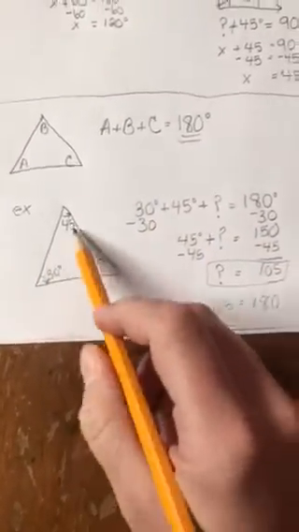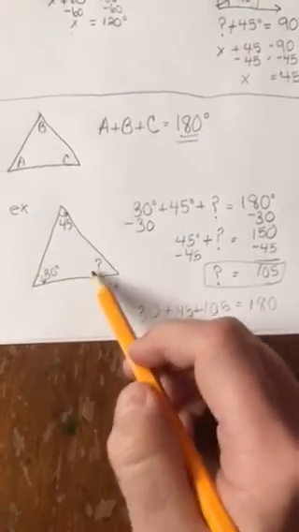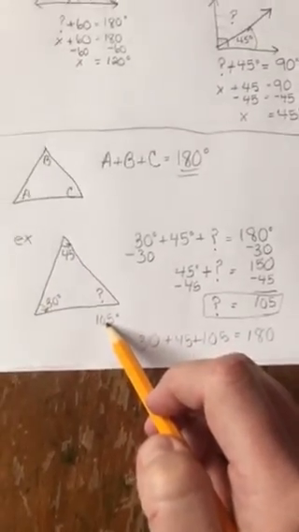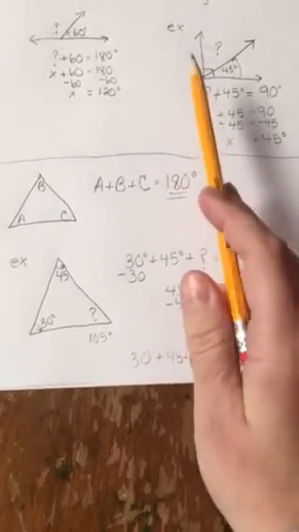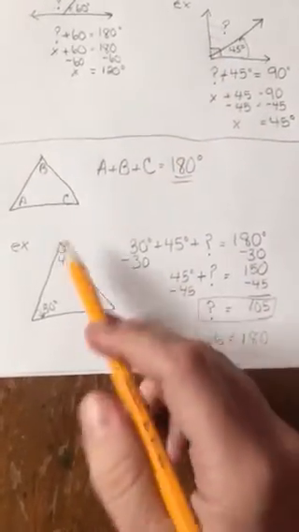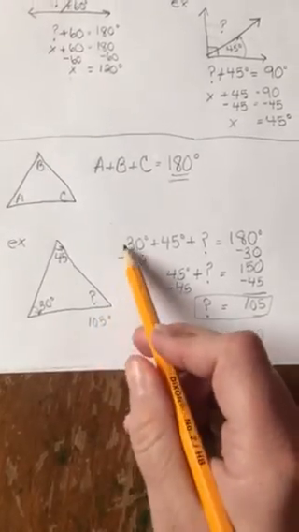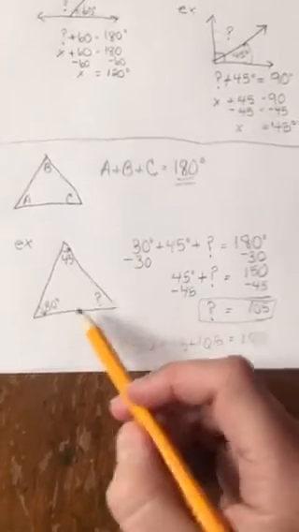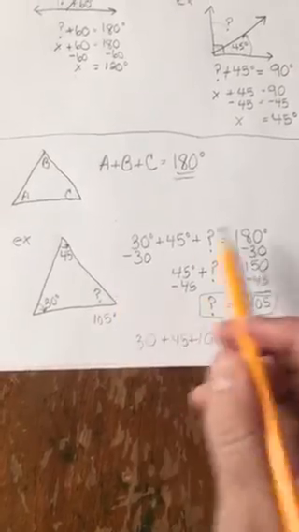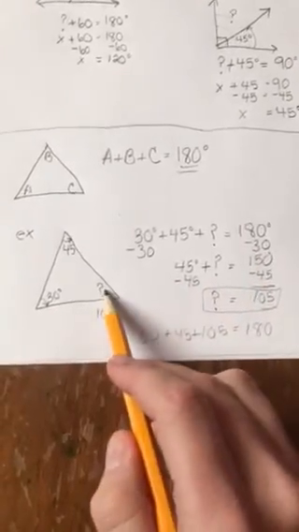Now my triangle does not match up to the measurements. 105 degrees is a little bit bigger than a right angle, but just for the sake of this example, 105 degrees would be a lot bigger. We would have an obtuse triangle here. But anyhow, that's how you get that third angle.